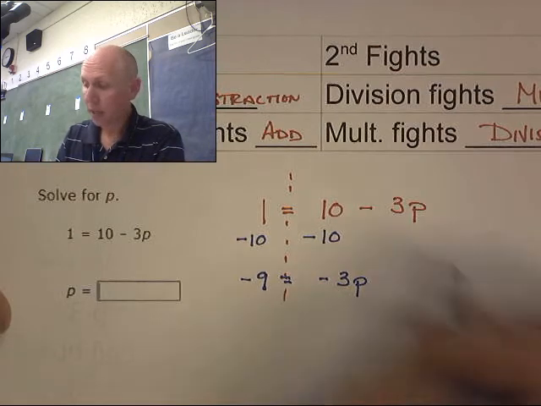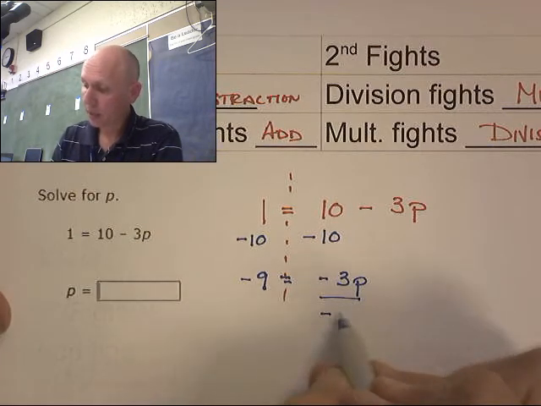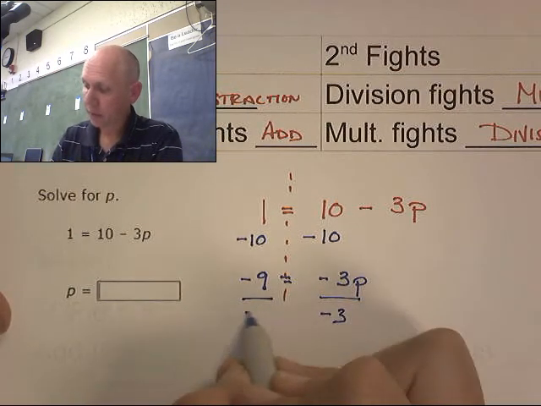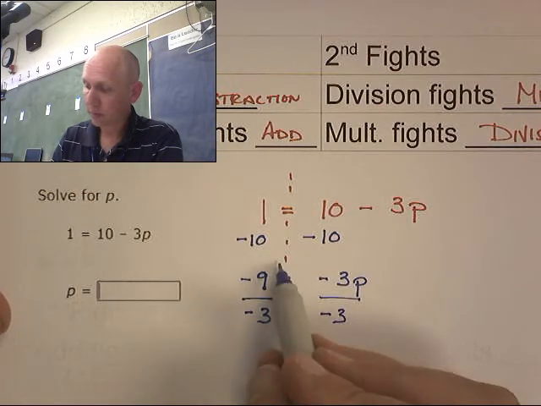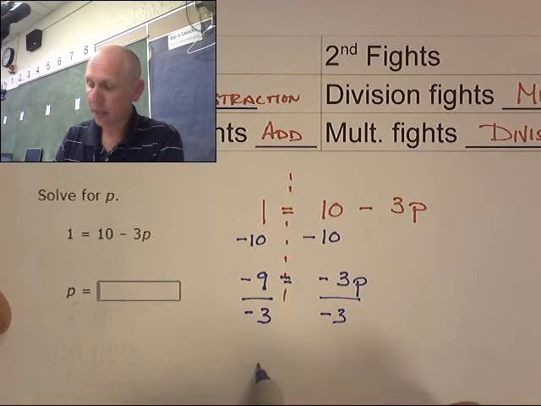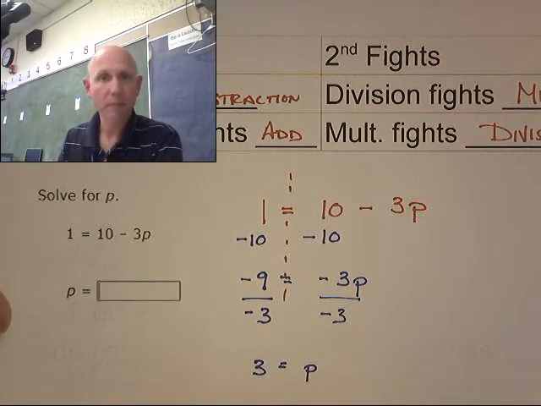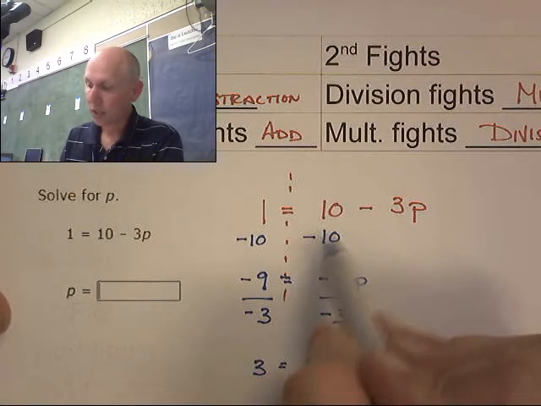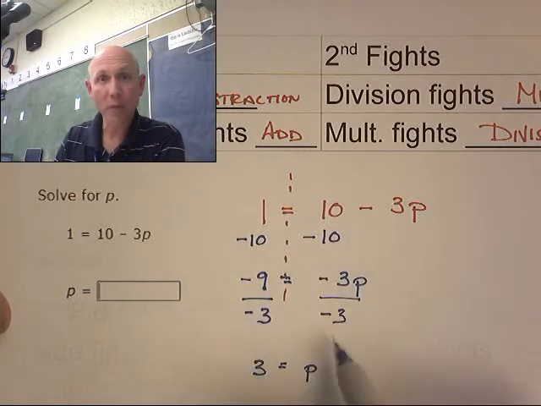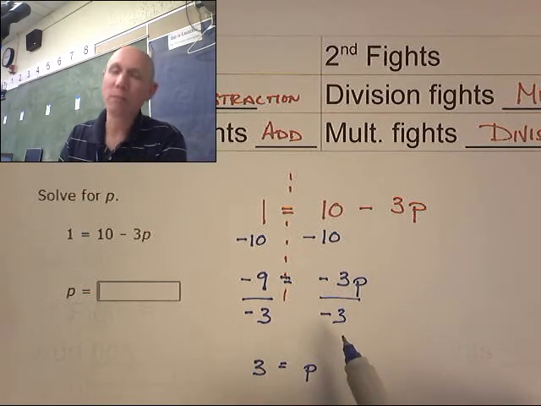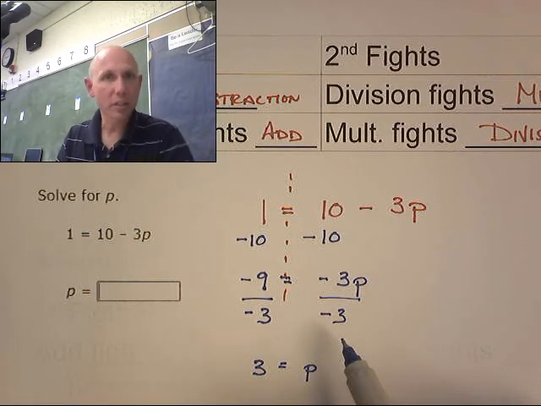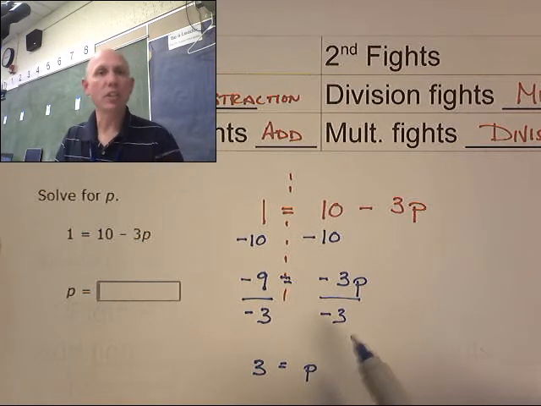Who's bugging the p? Negative 3. Divide both sides by negative 3. 9 divided by negative 3 is positive 3. There you go. So notice I started by subtracting from both sides, and then I divided both sides. And it's most always going to be that way. An addition subtraction step and then a division or multiplication step.